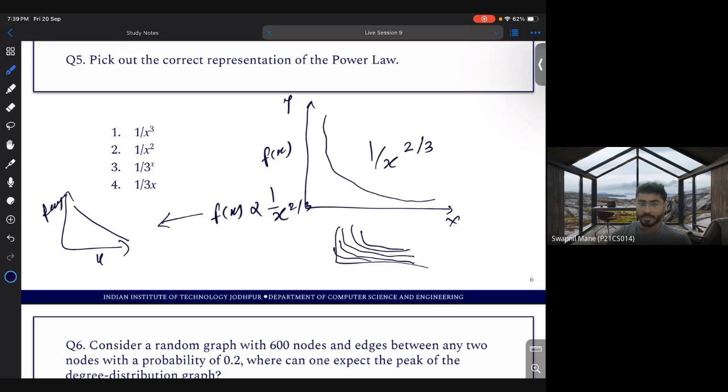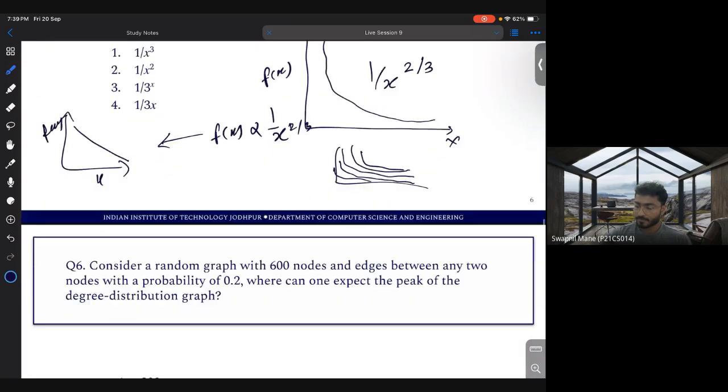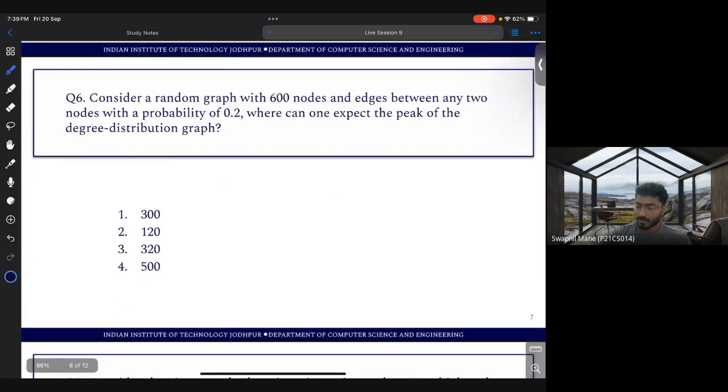Is there any doubt to understand this concept? Yeah. So yeah, let's move to the next question.